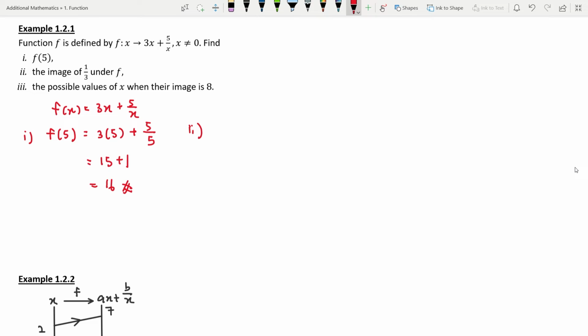For the second part, we are asked to find the image of 1 over 3 under the function f. Here, the 1 over 3 refers to the object. So we are finding f of 1 over 3. We substitute the x with 1 over 3. We have 3 multiplied by 1 over 3, add 5 over 1 over 3. We have 1 plus 5 multiplied by 3, which is 1 plus 15, and we get 16 as the answer.